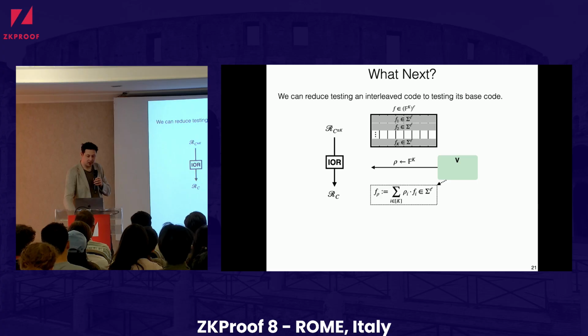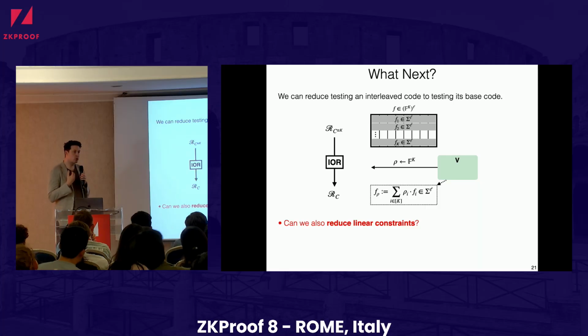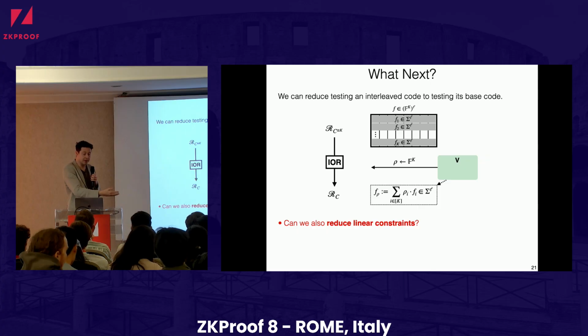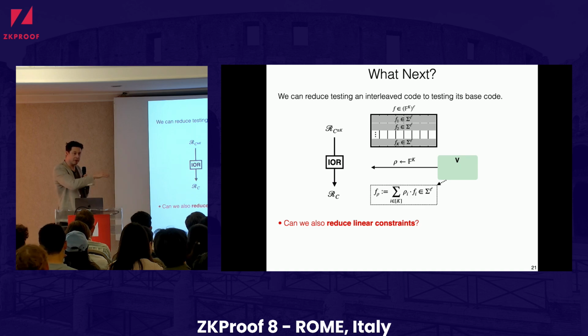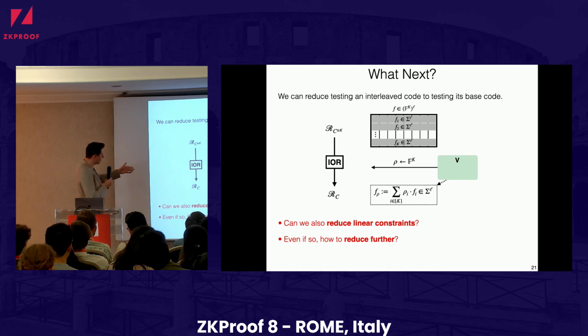And what I want to try to explain and convey is how can we also reduce linear constraints, which we have, right? We started from an NP statement, and we ended up with an encoded relation with linear constraints. So we have to be able to shrink linear constraints as well as we go forward, right? If we go from an interleaved code to its base code, we also need to carry forward these linear constraints. And also, once you reach the base code, what do you do?